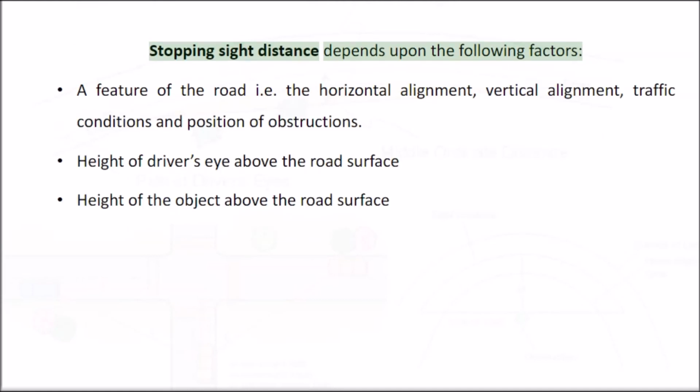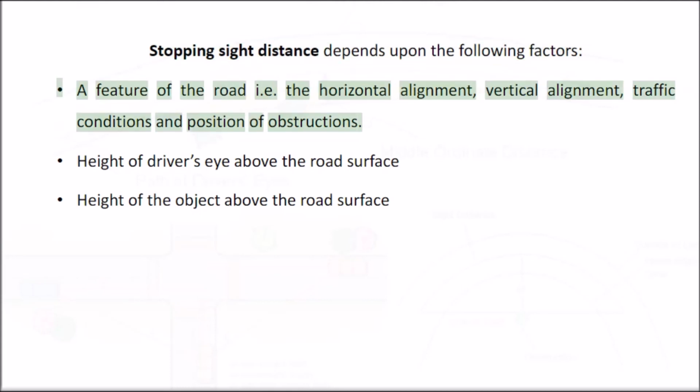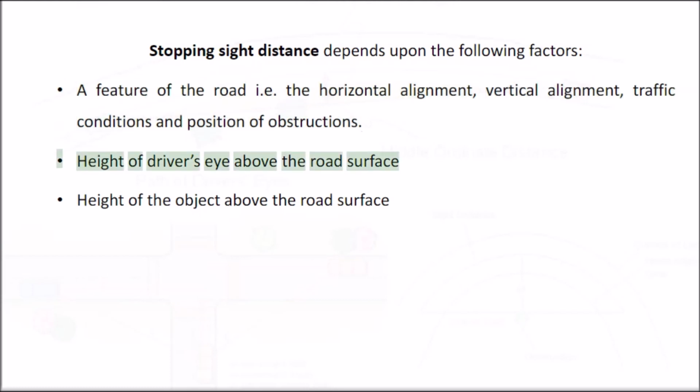Stopping sight distance depends upon the following factors. A feature of the road, i.e., the horizontal alignment, vertical alignment, traffic conditions, and position of obstructions. Height of the driver's eye above the road surface. Height of the object above the road surface.